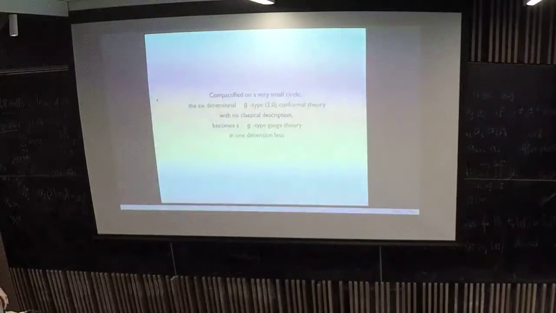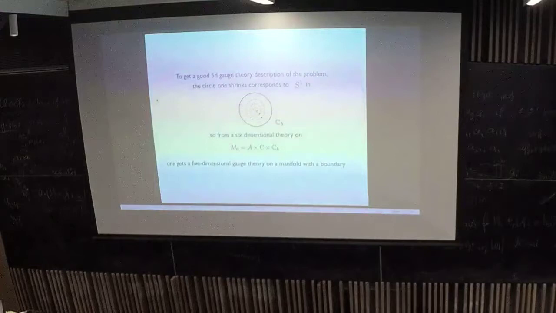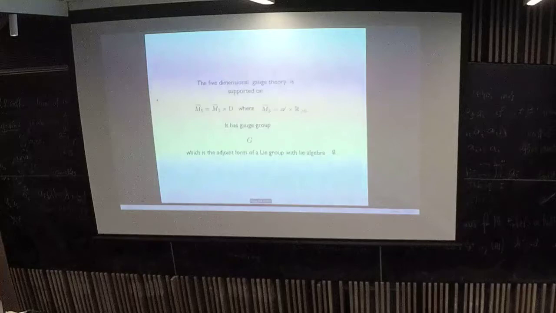So, we take the conformal limit, and in the bulk, we get a six-dimensional 2-0 theory. The six-dimensional 2-0 theory doesn't have any kind of simple description in six dimensions. But if you compactify it on a circle, it becomes a G-type gauge theory. So the circle you want to compactify the theory on is a circle in this extra complex plane. So it's a funny circle to compactify the theory on because it's contractible. And the result of that is that you get a five-dimensional gauge theory on a manifold with a boundary.